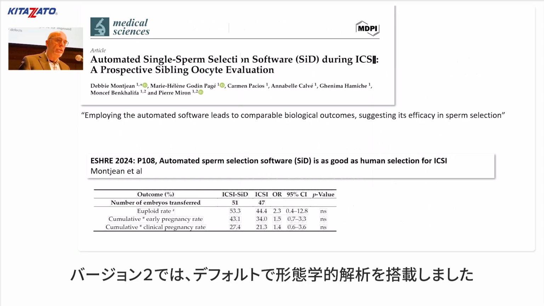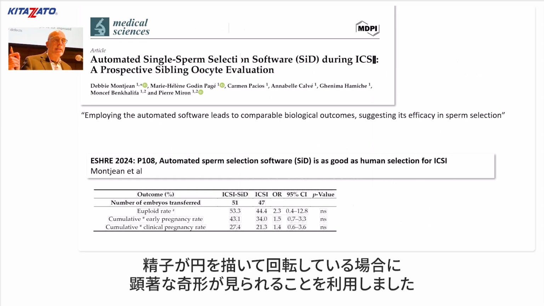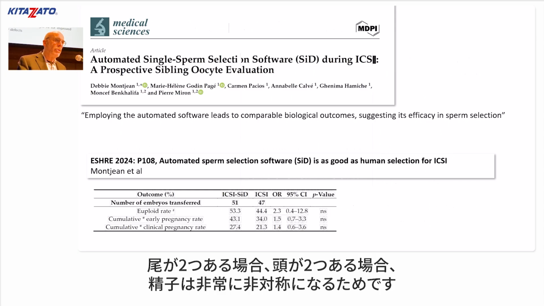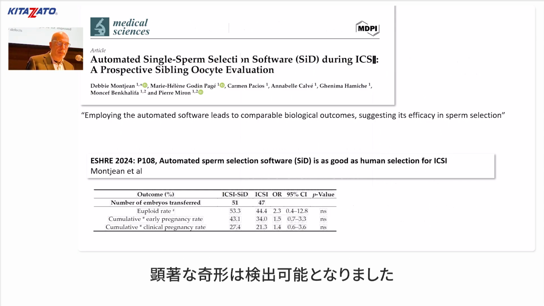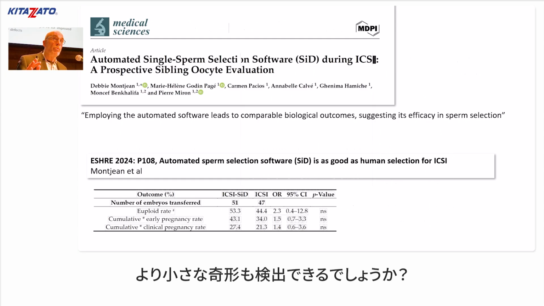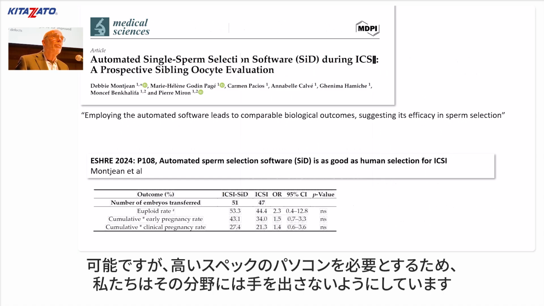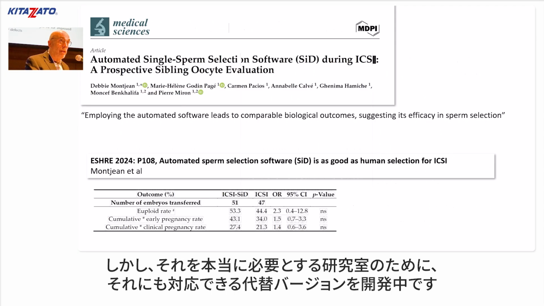In the second version, we have developed morphology screening, but only on notable defects. If the sperm goes around in circles because it's very asymmetric, when it has 2 tails, when it has 2 heads, those are the notable defects that we pick up. Can we pick up smaller defects as well? Yes, but that takes us into a different level of computing, and we like to stay away from that. But we are developing an alternative version that can do that too for labs that really, really want it.